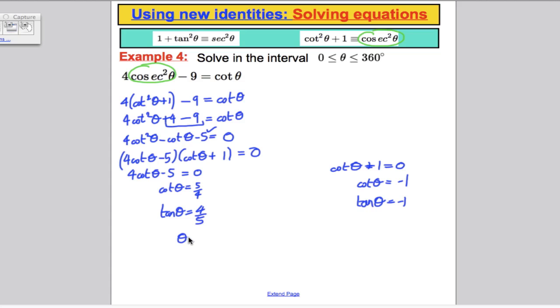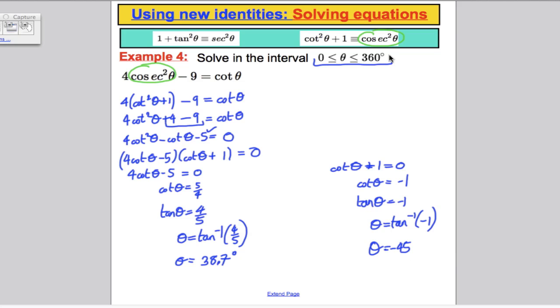Now I can find my principal value of theta. Theta is inverse tan 4/5 on the one hand, and you tap that in your calculator, keeping it in degrees mode. So you type inverse tan 4/5, and you get yourself 38.7 degrees. And if you do it over here, theta is the inverse tan of -1, and you get yourself -45 degrees. So theta is -45.